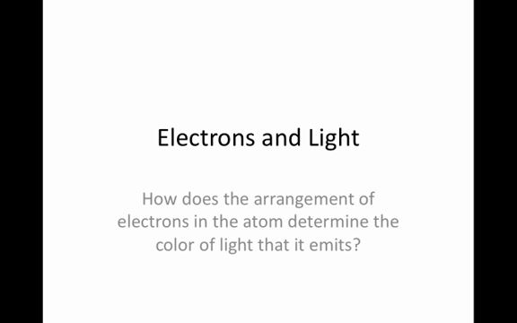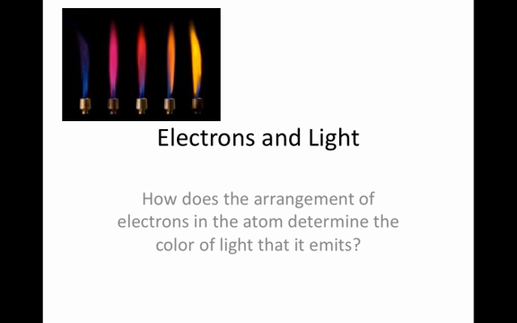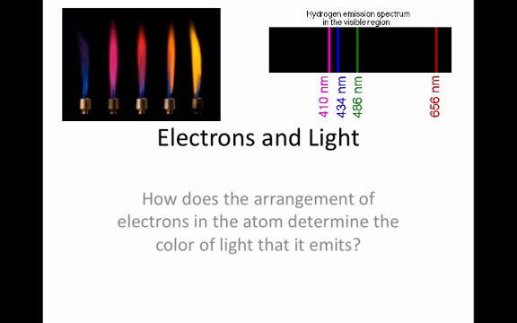I want to go ahead and start with a new PowerPoint for notes about electrons and light. Just to review a little bit about where we started with light and color before the break. I know it's been a while, but if you can remember, we did the flame test, and there you saw that different elements will give off a characteristic color flame when they are lit. And then we also began to look at the emission spectra of certain elements.